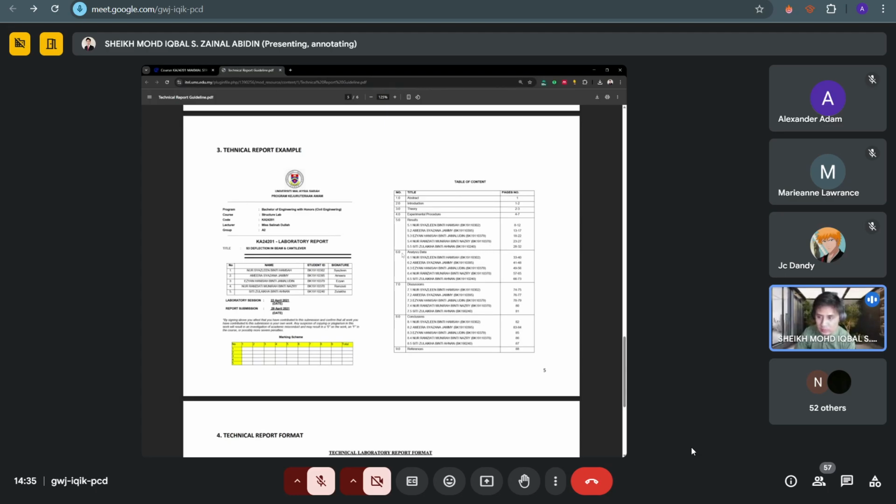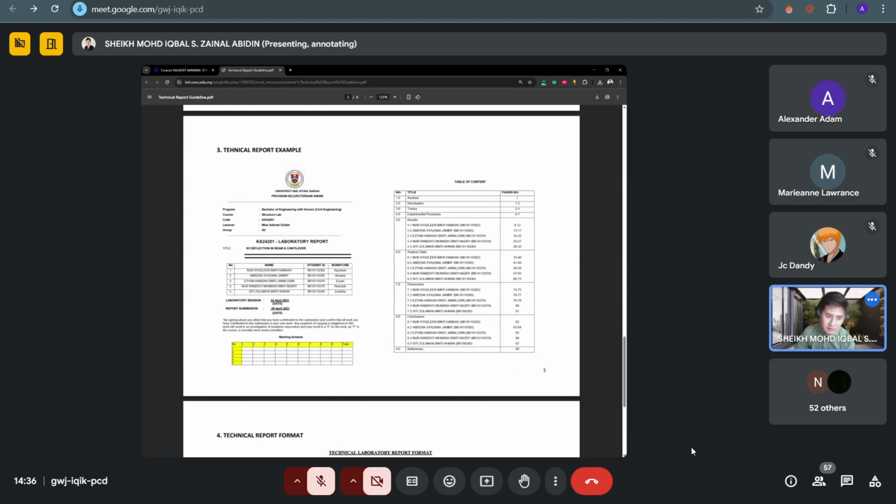So for this group, they even did more work to get more marks. They even included analysis of data, then discussion, conclusion, and finally references, right? So you can see here, they stopped at references.